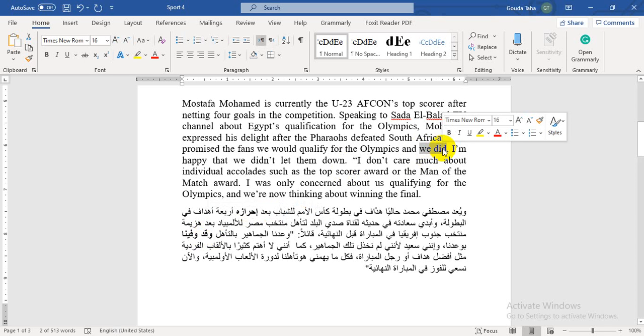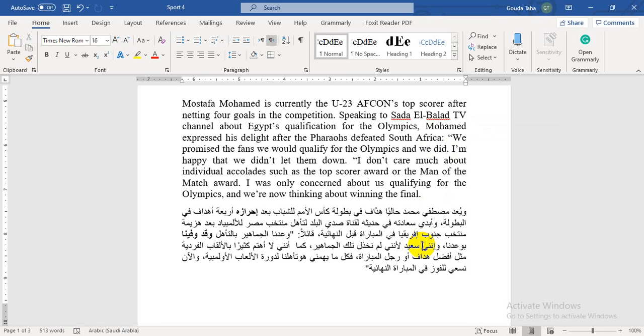It is a translation of this term. Here the information has been condensed. هو قصده هنا يقول and we qualified for the Olympic, and instead of repeating the same piece of info twice in the same sentence, we usually use that to refer back to what has been said earlier. I'm happy that we didn't let them down. وإنني سعيد لأننا لم نخذل تلك الجماهير.